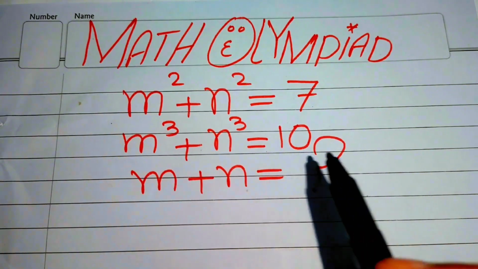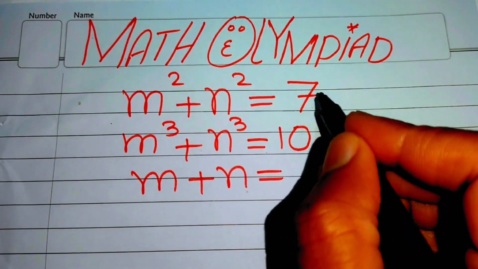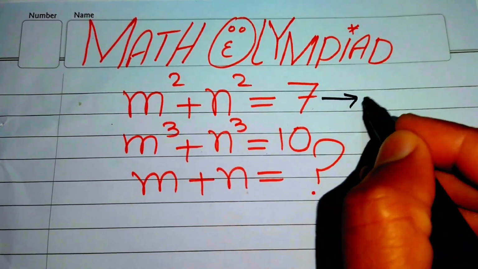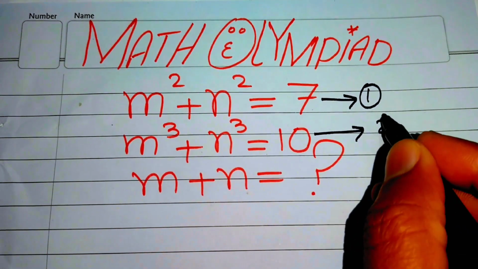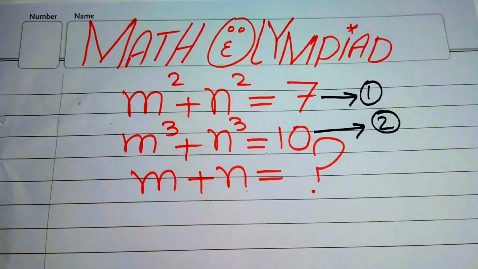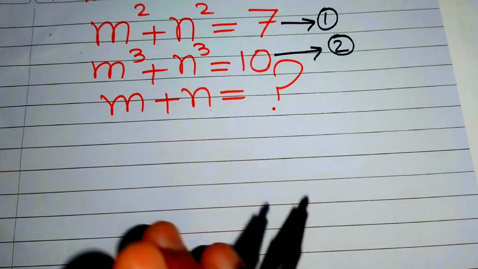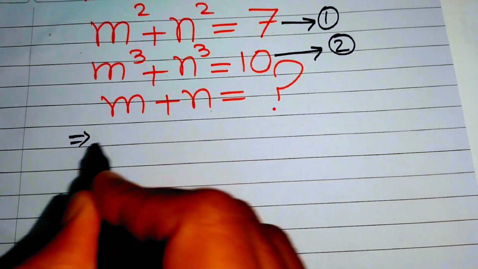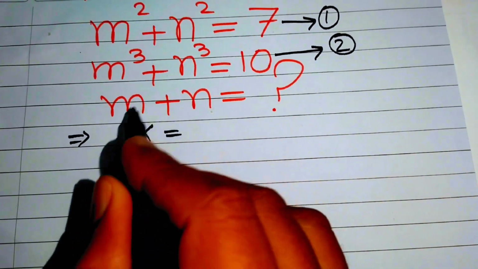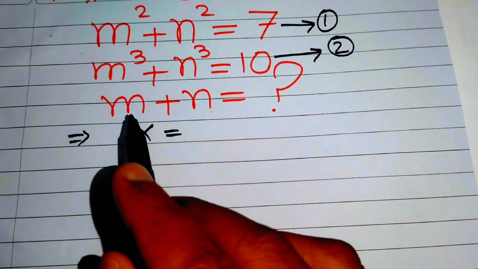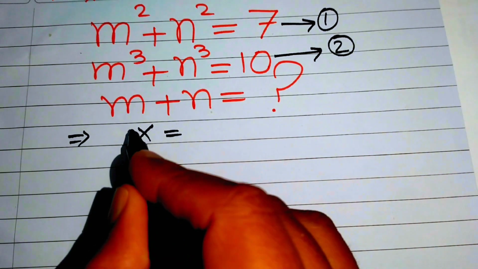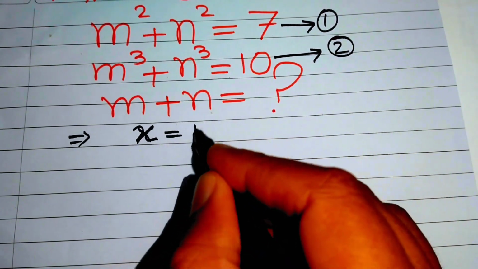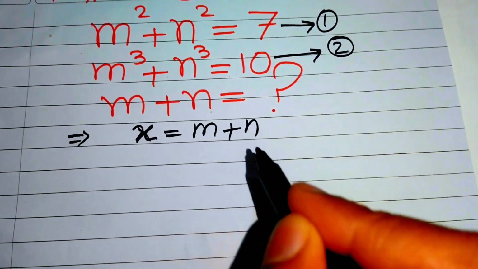So the very first thing we are going to do is call this equation number 1, and we call this equation number 2, and at the last we call m plus n equals x. So we suppose that we find the value of m plus n, and we take m plus n equals x, or you write it as small x. It is m plus n.